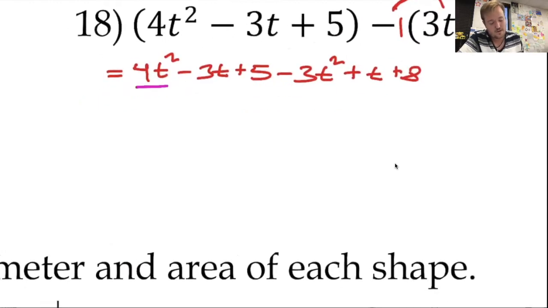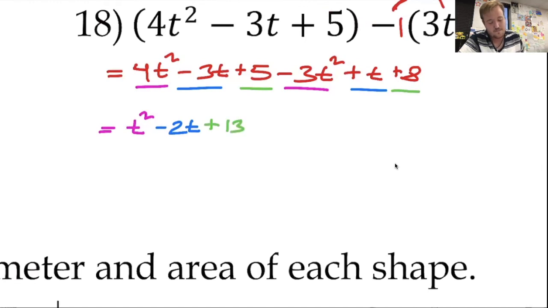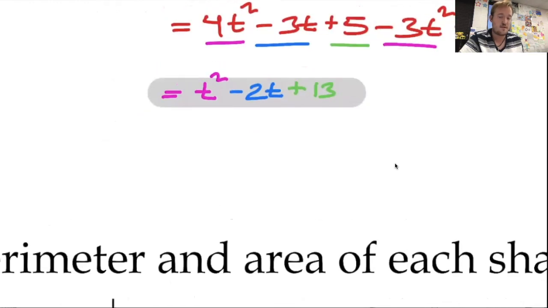So we can combine the 4t squared and negative 3t squared. So that gives us a 1t squared. So now we have negative 3t and positive t. So negative 3 plus 1 gives us a negative 2t. Then last but not least, 5 and 8 combined to give us 13. So remember, we can't combine the t squared and the negative 2t because those exponents are not the same. Both the base and the exponent have to be the same in order to combine.